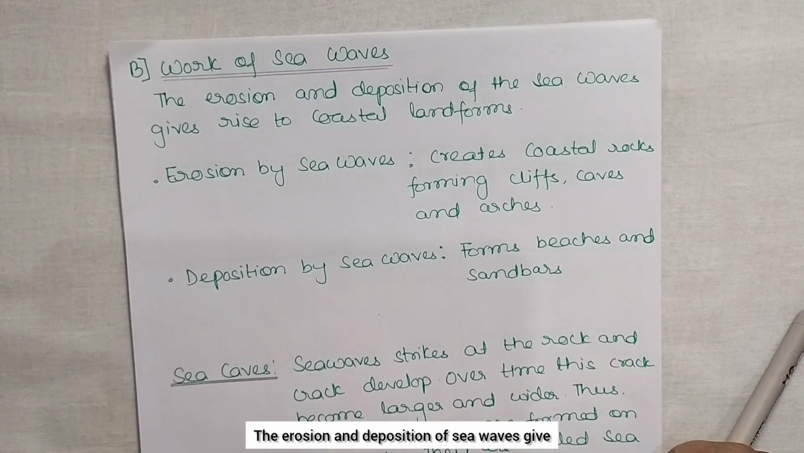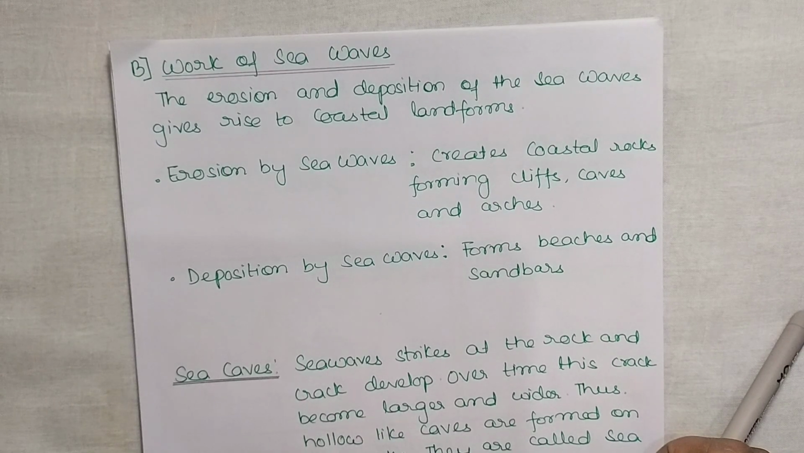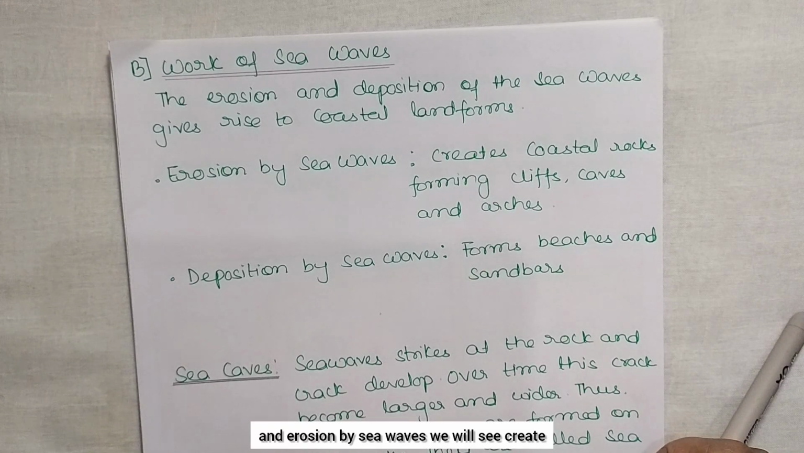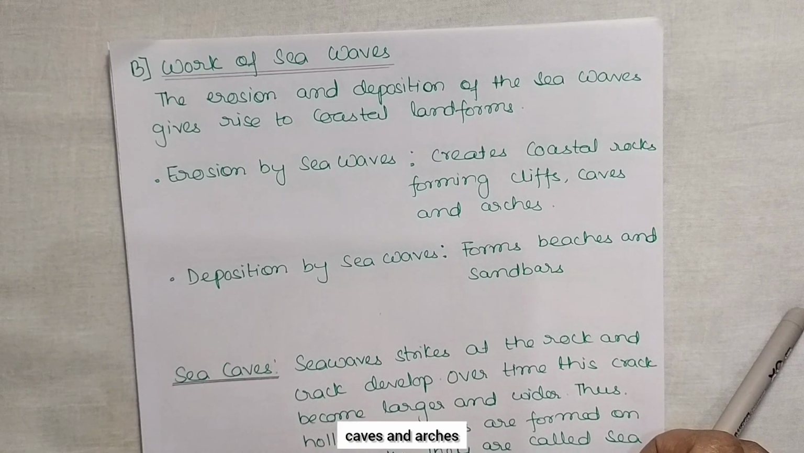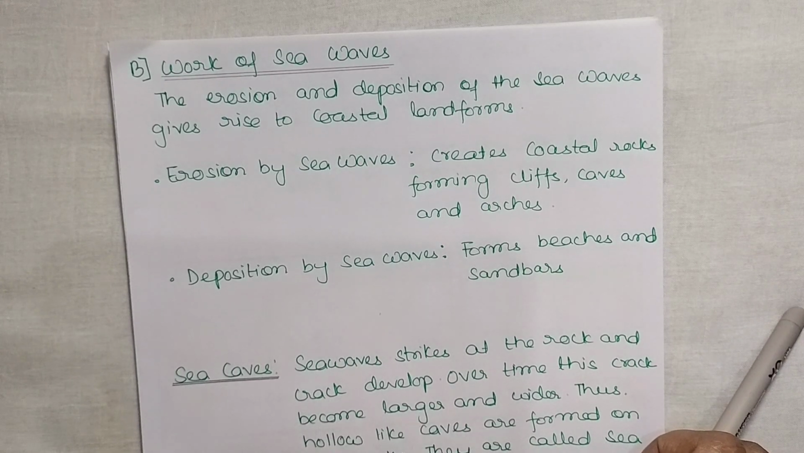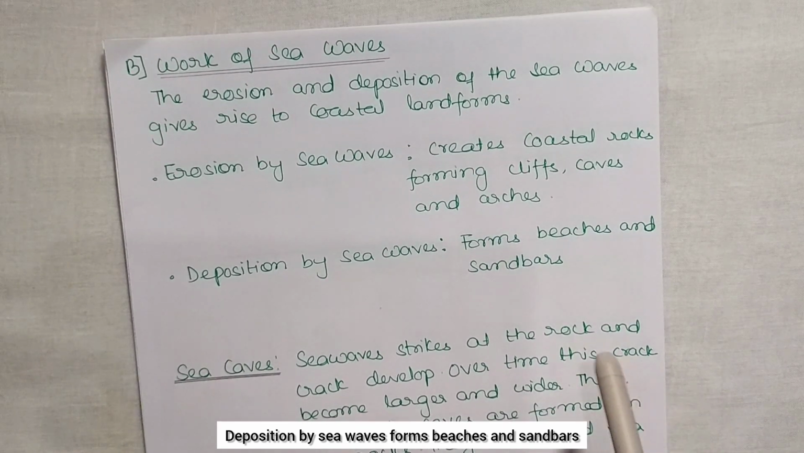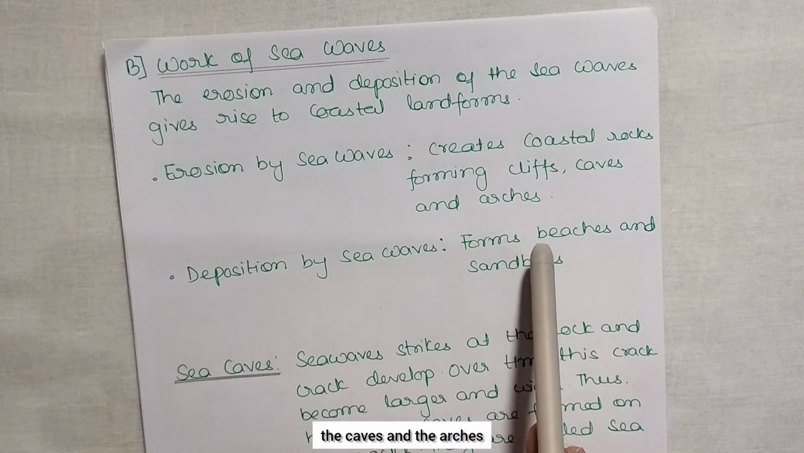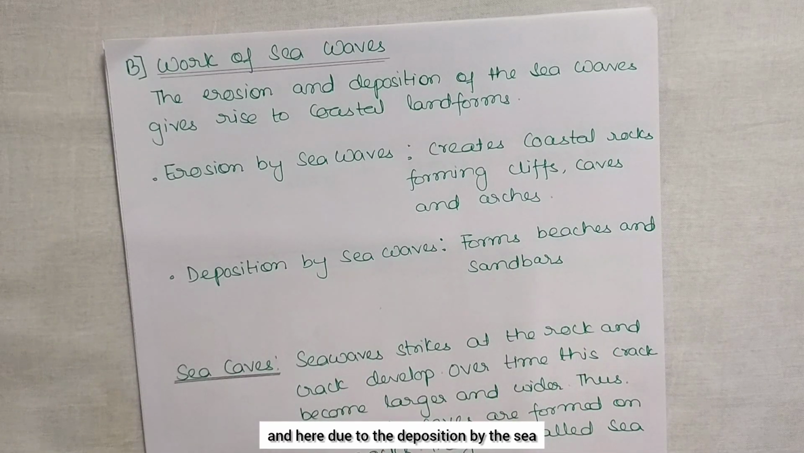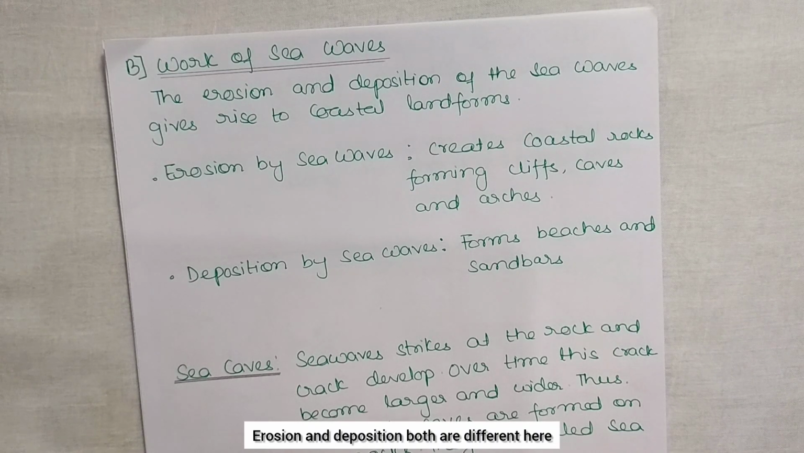The erosion and deposition of sea waves give rise to coastal landforms. Erosion by sea waves creates coastal rocks, forming cliffs, caves and arches. Deposition by sea waves forms beaches and sandbars. So here, due to erosion, we will see the cliffs, the caves and the arches, and here, due to the deposition by the sea waves, we will see the beaches and the sandbars. Erosion and deposition are both different here.